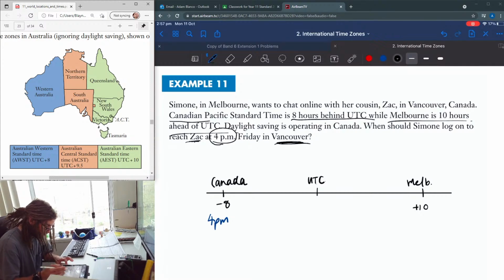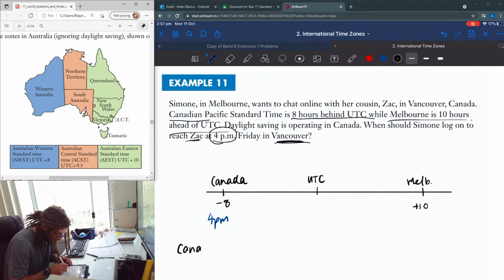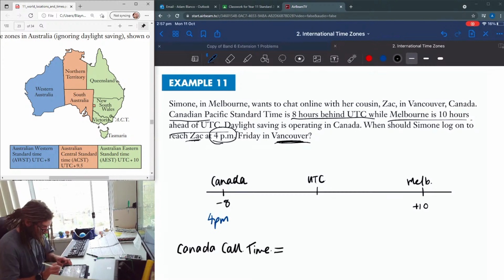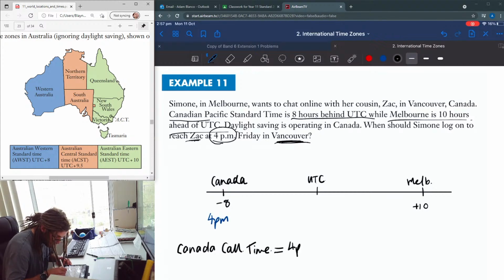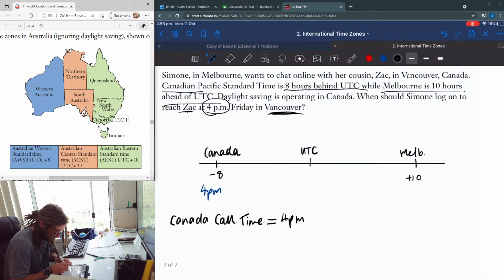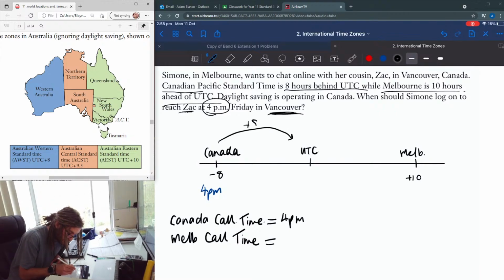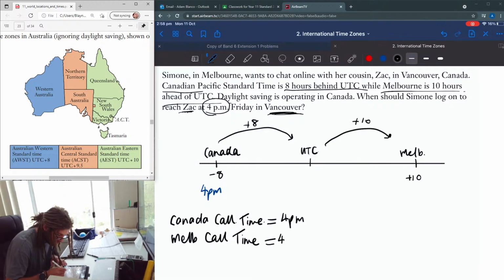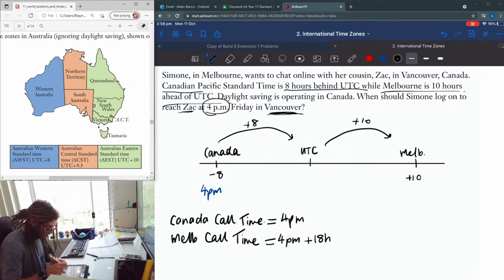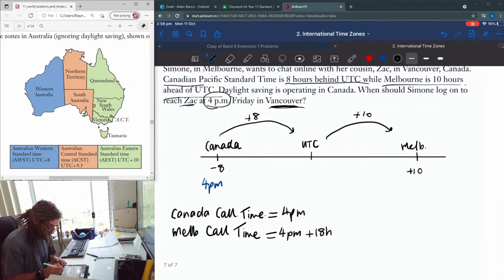So Canada call time is 4 p.m. That means that the Melbourne call time is going to be, now I need the difference. So the difference is that's +8 and that is +10. So the whole difference is going to be 18. So I'm going to do 4 p.m. plus 18 hours.